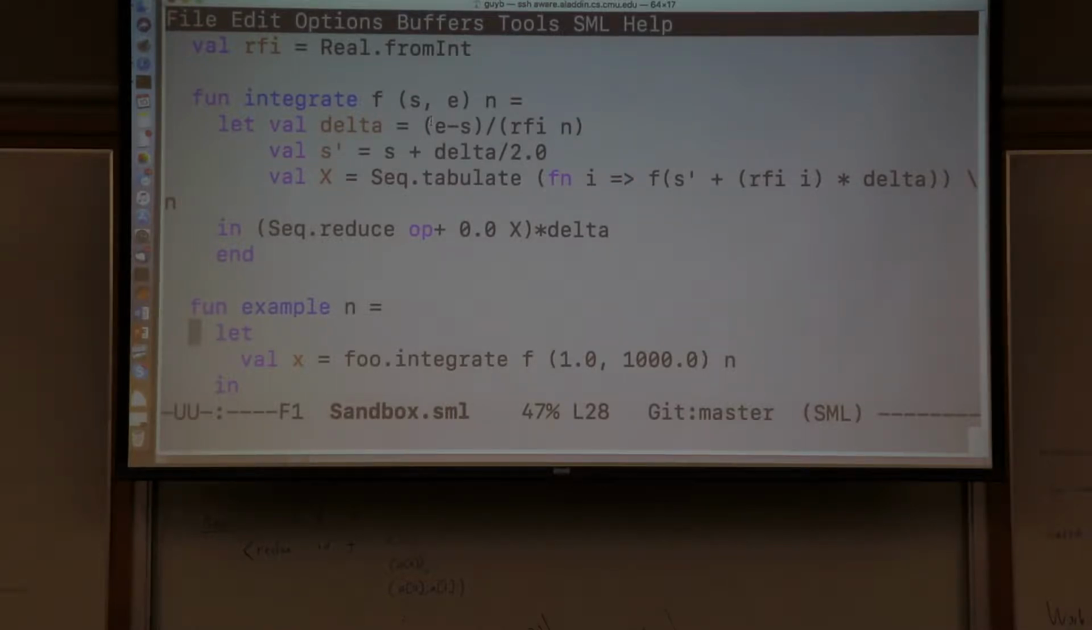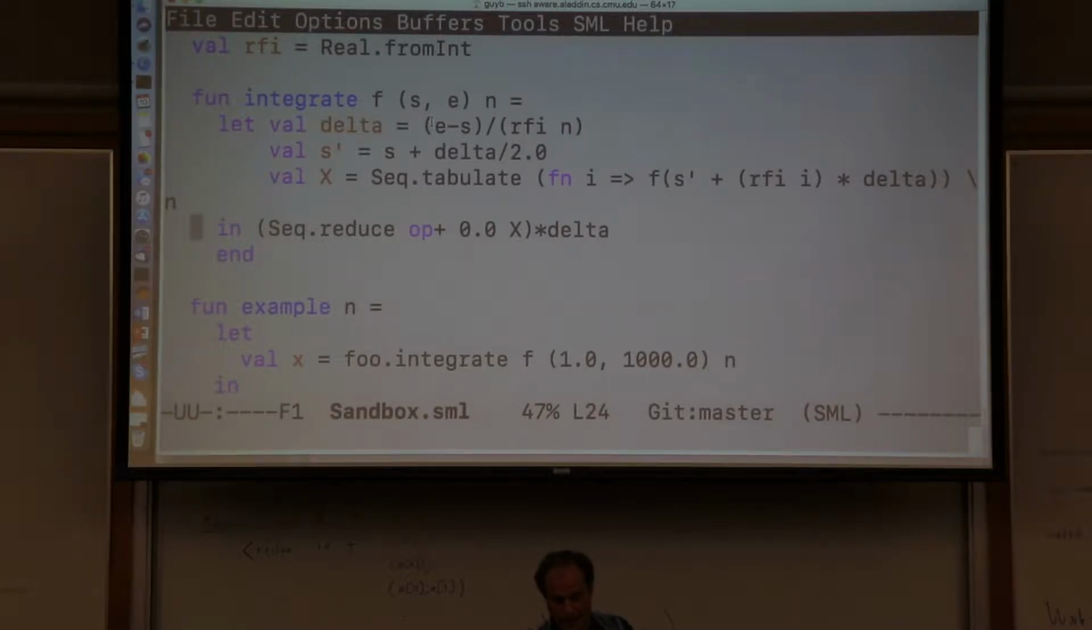And you pass it in any function. Basically you tabulate, you just evaluate the function at a bunch of points. That's the fn of i. We all know fn is just a lambda. So we evaluate at the appropriate points, and then we sum up the result with a reduce. Okay, so is it clear what this code does? Any questions? So that's just numerical integration.